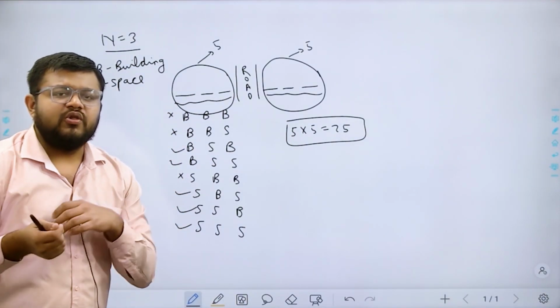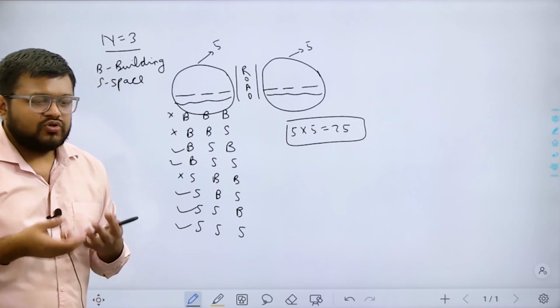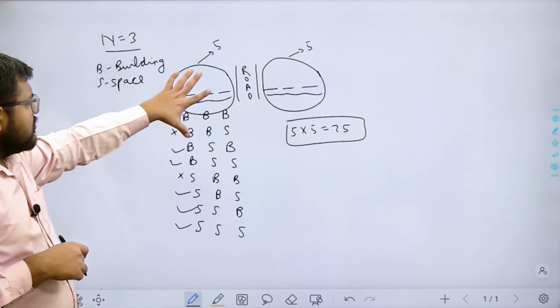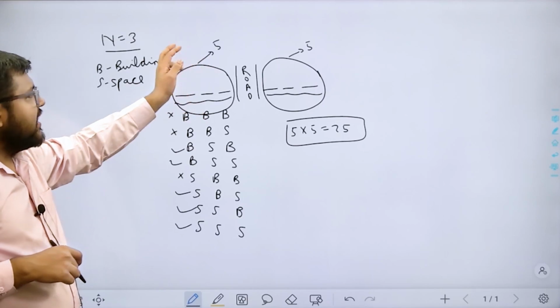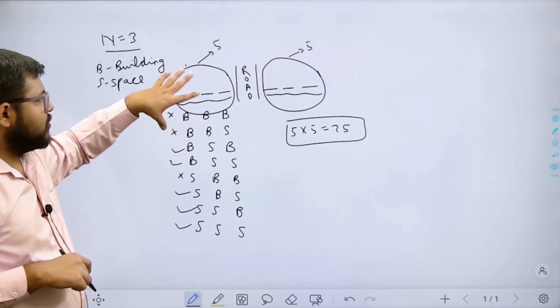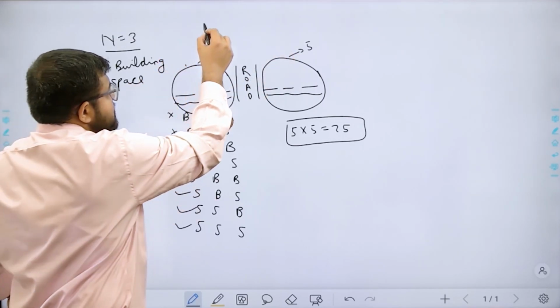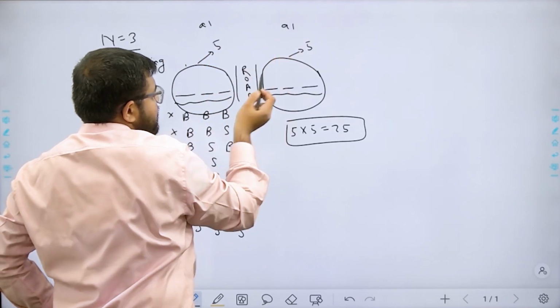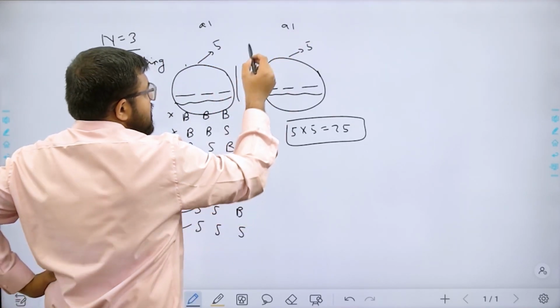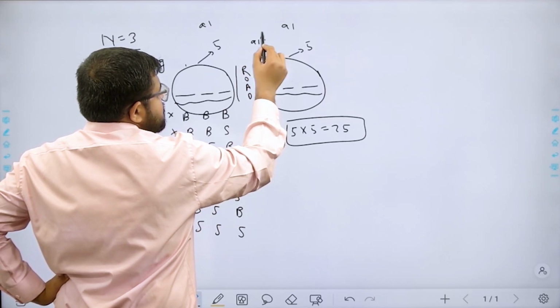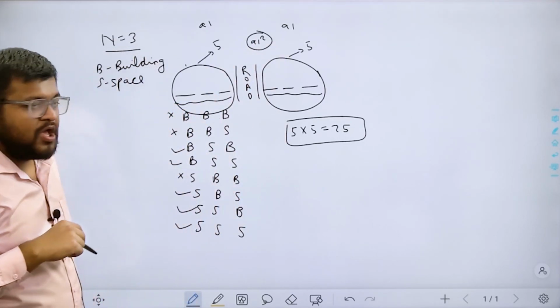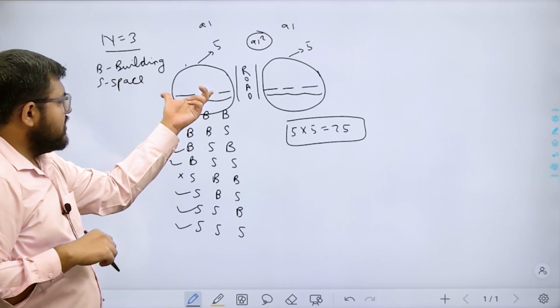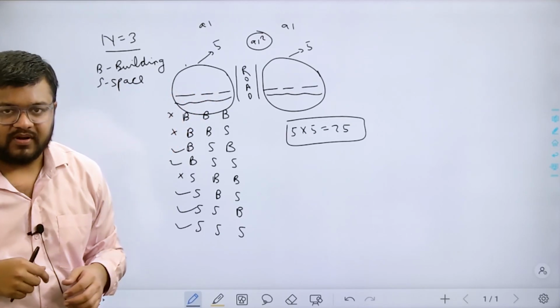Now for a general value of n, how will we get our answer? What we will do is calculate the answer for only one side, and then we will square it, because whatever answer I get here, suppose my answer here is A1, then here also I'll get A1 because both of them have n plots. So my overall answer will be A1 square, that is A1 into A1. Now let's see for only one side of the road, how many total possible ways there are.